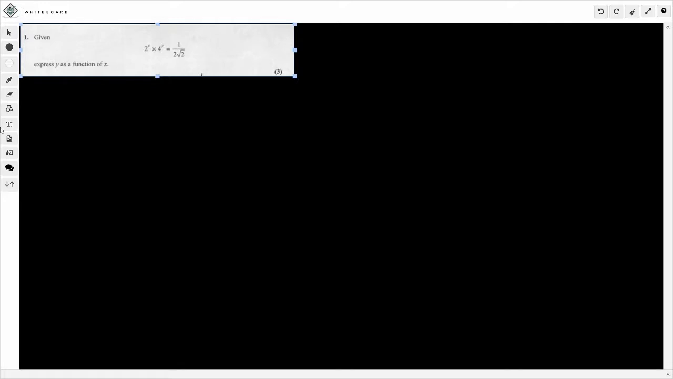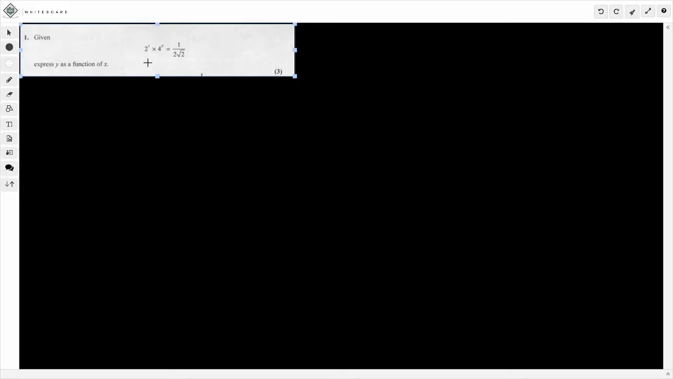But this is just question 1, so let's take a look at question 1 here today. What we've been given is that 2 to the power of x times 4 to the power of y is equal to 1 over 2 root 2. This is 3 marks, and we're asked to express y as a function of x. Whenever you get a question like this, the thing to do is reduce everything to the smallest base.